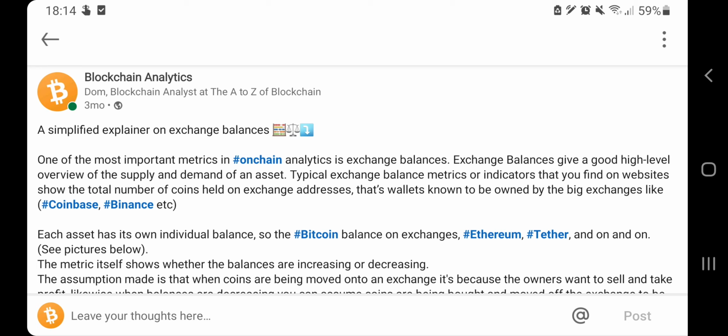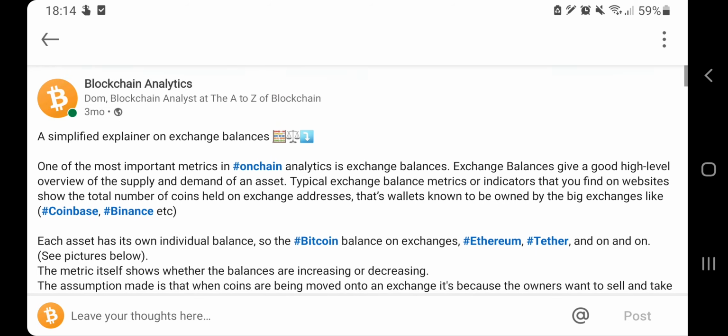It's a post that I've put up on LinkedIn. You can go find it over there with a lot of other content that I post about. So, a simplified explainer on exchange balances. It's one of the most important metrics in on-chain analytics, one of the simplest as well. Exchange balances give a good high-level view of supply and demand of an asset.